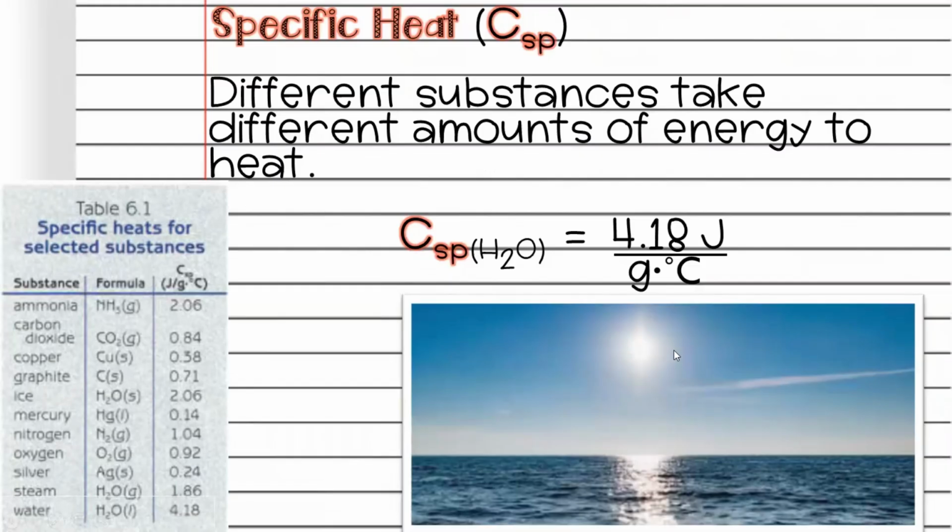Specific heat, denoted capital C with a little sp. Different substances take different amounts of energy to heat. The specific heat of water is 4.18 joules divided by grams and degrees Celsius. So for every degree Celsius, it takes 4.18 joules per gram to heat liquid water. Water has one of the highest specific heats of any substance.